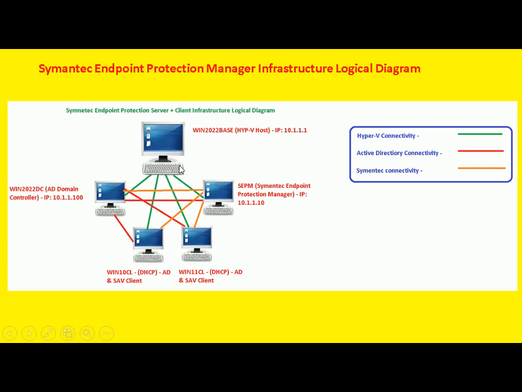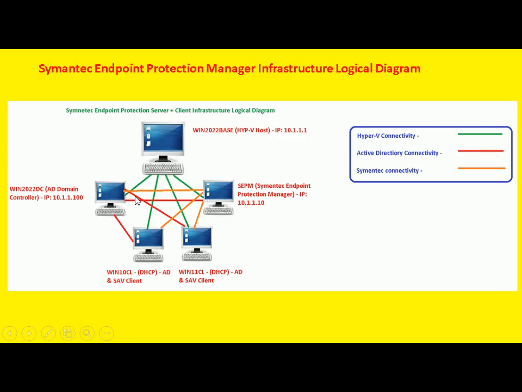So it is connected to every machine, all 1, 2, 3, 4, all those 4 machines are connected with the Hyper-V, that is your main host. So green 1, 2, 3, 4, just look upon the green connectivity only, that is your Hyper-V connectivity. Now next is Active Directory connectivity. Now the Hyper-V host doesn't need to connect to your AD server, that is your virtual machine.